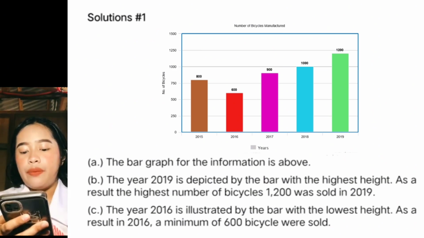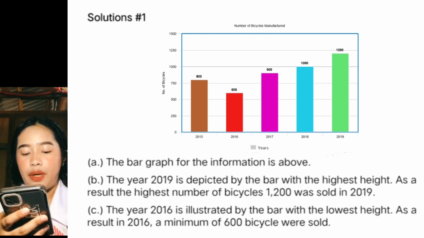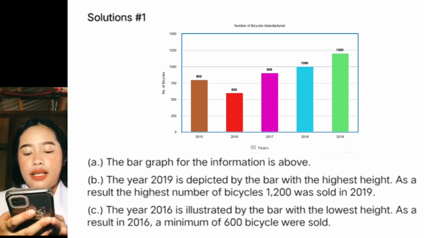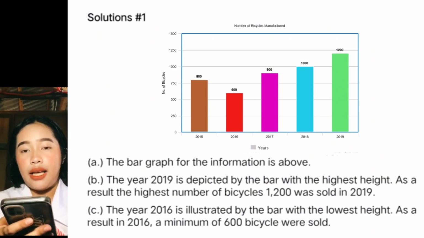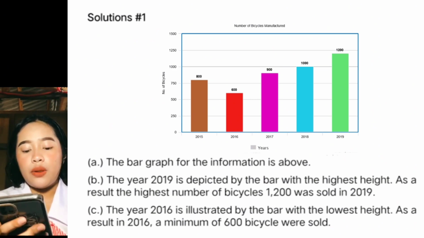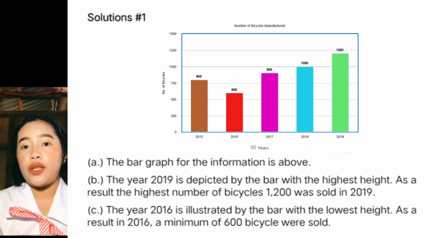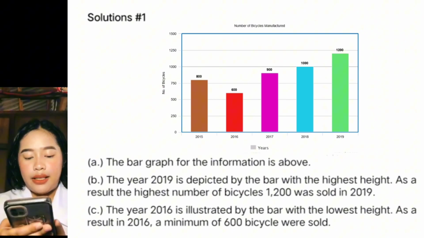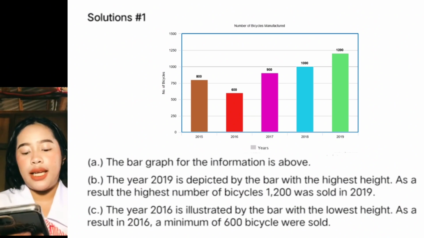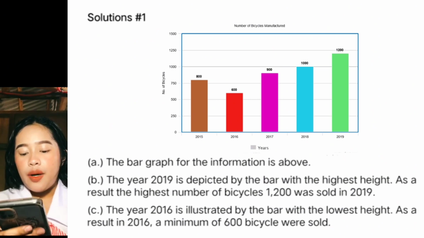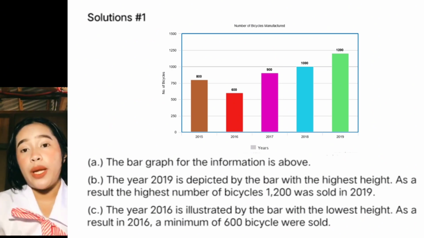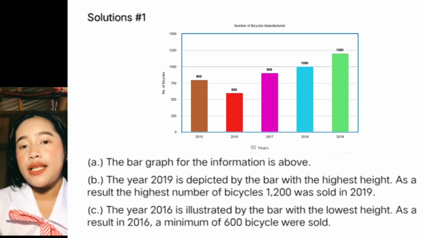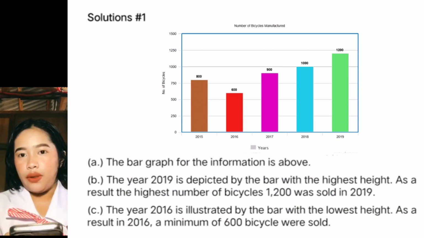So the bar graph for the information is above. The year 2019 is indicated by the bar with the highest height, as a result the highest number, 1,200 bicycles, was produced in 2019. The year 2016 is illustrated by the bar with the shortest height, so in 2016 a minimum of 600 bicycles were produced.